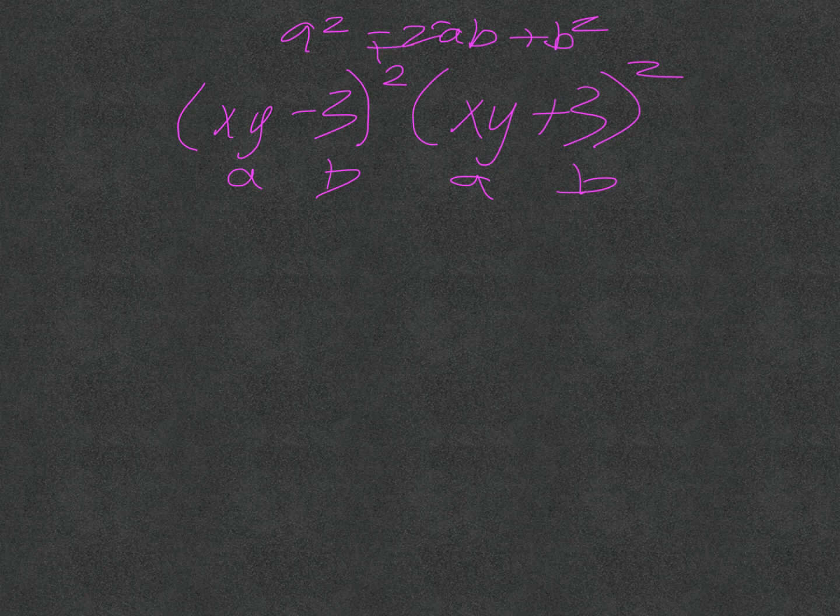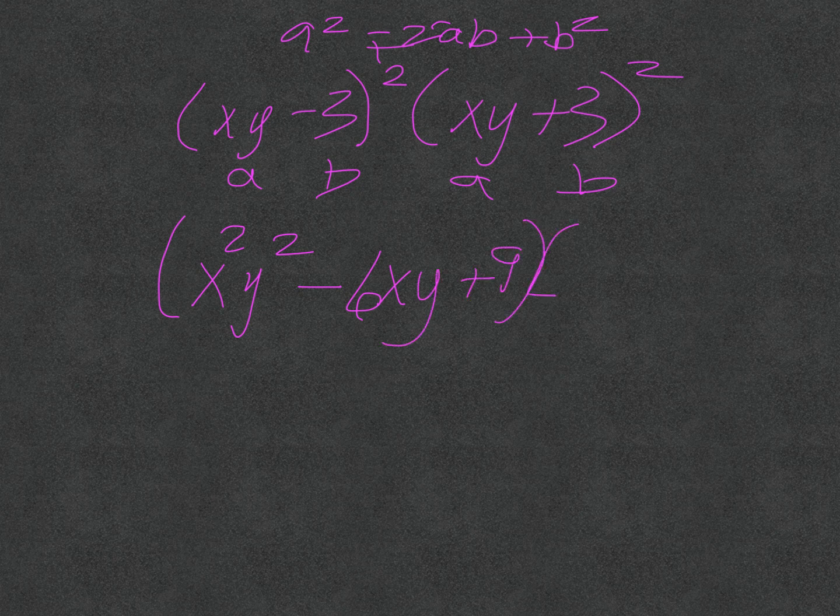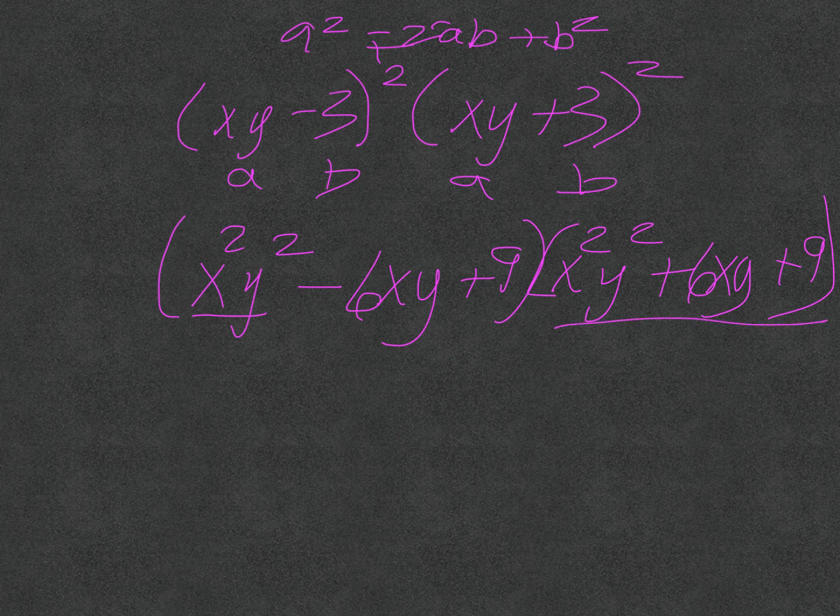this is a and this is b, and that one would be a squared plus 2ab plus b squared. So I could recognize that, and then what I get is x squared y squared minus 6xy plus 9 times x squared y squared plus 6xy plus 9. And then I multiply those. Okay? And so I got to take this times each of these three, this times each three, and this times each of those three. So I'd have 9 multiplications, and then I'd collect like terms.